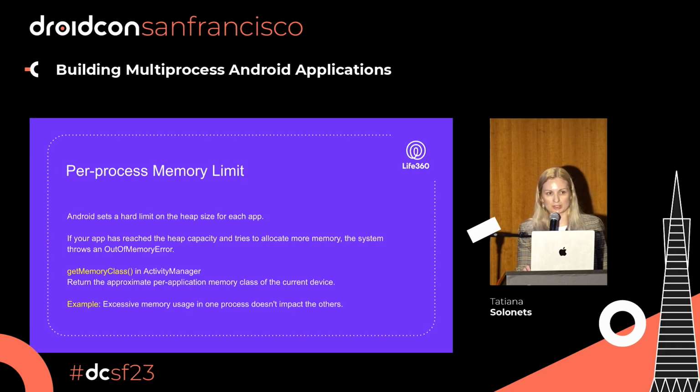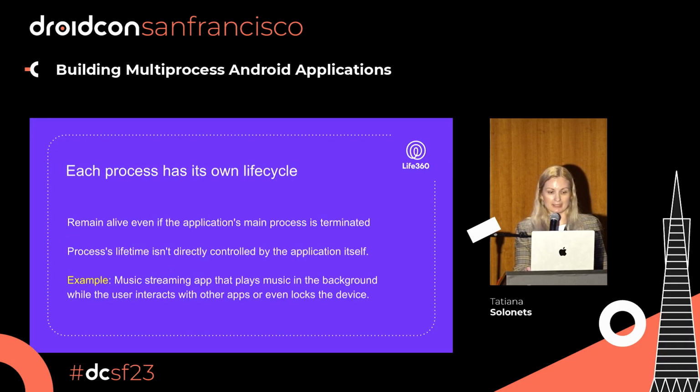And if you're curious to check on your device how much memory is dedicated to each process, you can call getMemoryClass in ActivityManager. Actually, any application where you have extensive memory usage in one process would benefit from doing something in another process.